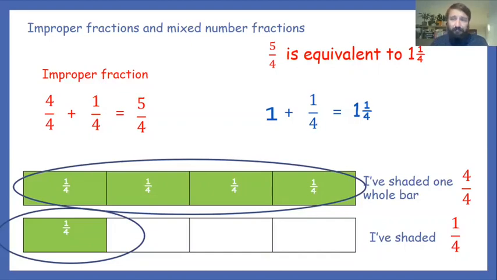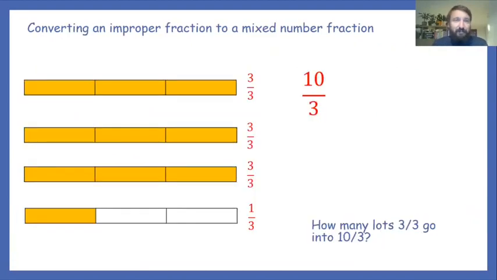Hopefully you've taken that in, because it is time for you to have a go. Actually, no, I'm going to talk through this before I get you to have a go. So converting an improper fraction to a mixed number fraction. Now this is slightly different. Last time we had 1 1/4. This time we're looking at how many 3s go into this 10.